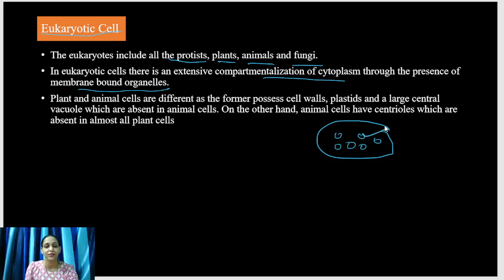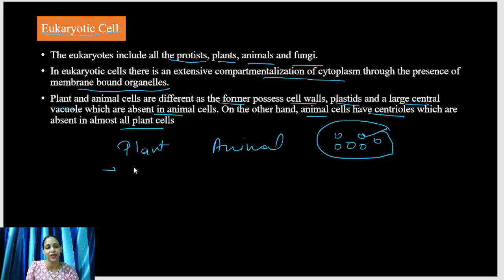These compartments are membrane-bound organelles, and these organelles are separate with each other according to their function, according to their shape. Plant and animal cells are different as the former possess cell wall, plastid, and a large central vacuole, which are absent in animal cells. On the other hand, animal cells have centriole, which are absent in almost all the plant cells. There is a difference between the plant and animal cell.